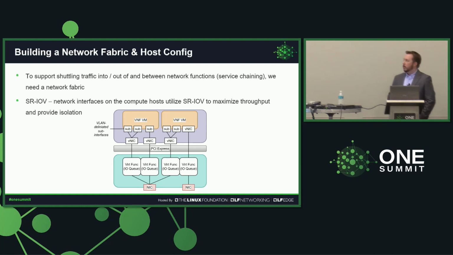In this instance, we did use SR-IOV in particular to be able to create virtual functions within the SR-IOV context, which create separate I/O queues for shuttling traffic in and out of virtual NICs that exist then within the hypervisor. Those NICs can then be subdivided into sub-interfaces. Those sub-interfaces are then connected to different virtual network functions.